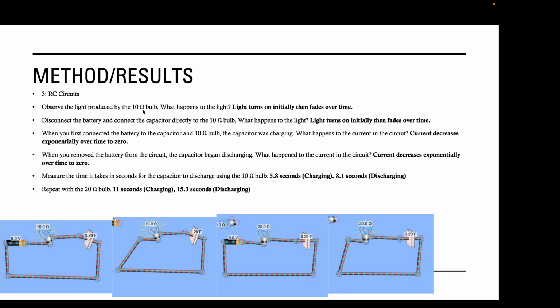It's the same thing. When you first connected the battery to the capacitor and 10 ohm bulb, the capacitor was charging. What happens to the current in the circuit? The current decreases exponentially over time to 0. So when you remove the battery from the circuit, the capacitor began discharging. What happened to the current in the circuit? Again, the current decreases exponentially over time to 0.